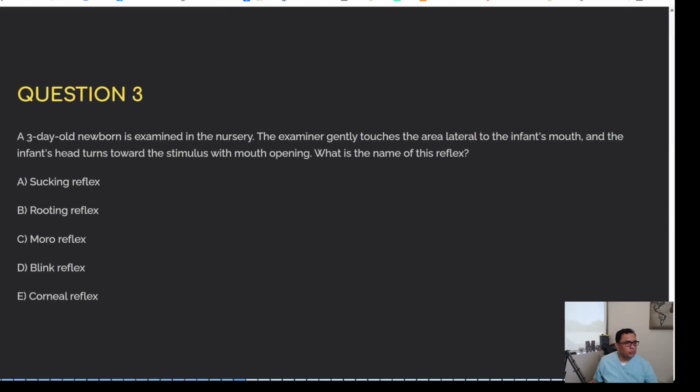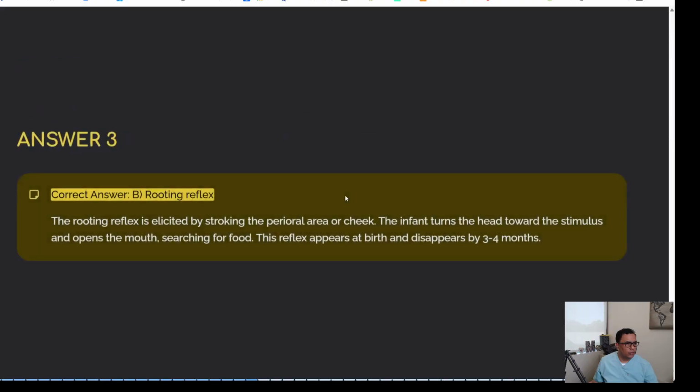A newborn is examined in the nursery. The examiner gently touches the area lateral to the infant's mouth, and the head turns towards the stimulus with the mouth opening. What is the name of this reflex? The rooting reflex is elicited by stroking the perioral area, the cheek. My recommendation, after you look at this one, is to YouTube search for reflexes. There are some good videos which show you the reflexes, so that you can see them also.